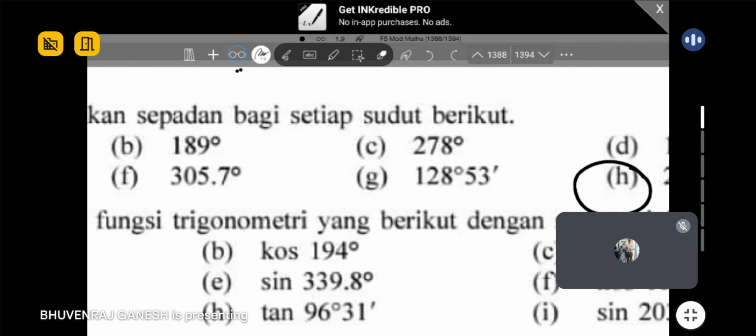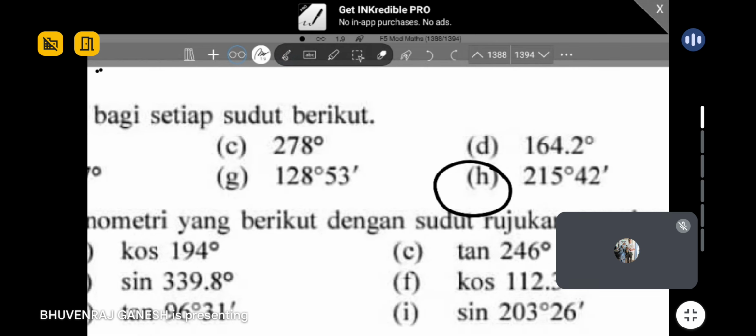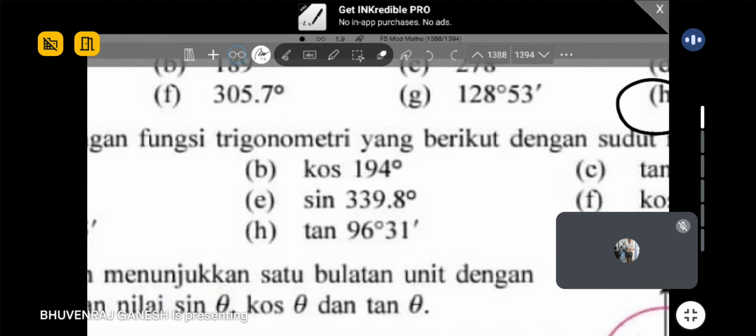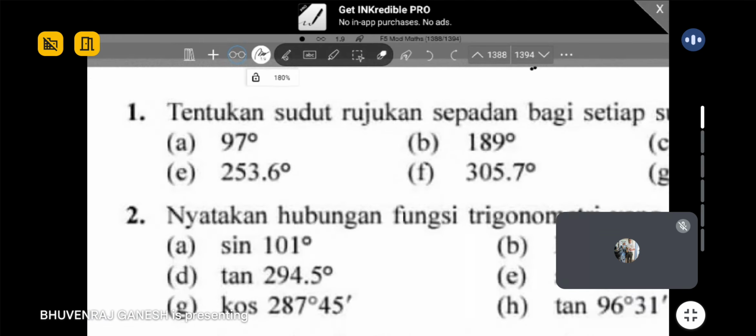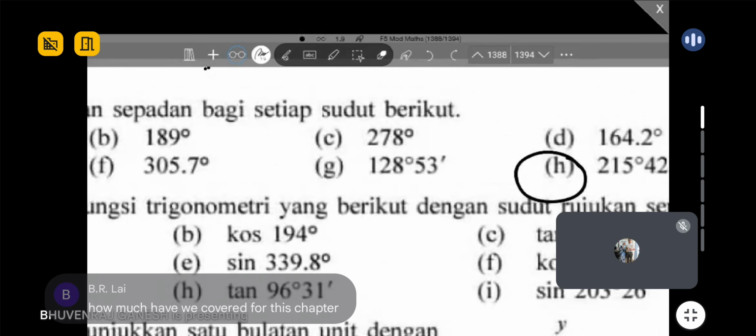Question 3, 35.7. Okay, let me check and see. Okay, 42. So the rest you all try and see also. Apa sudut rujukan kamu dapat untuk H? Okay, very good. Correct. The answer should be 35.7 degree, quadrant 3. Okay guys, boleh dapat? So these are the answers for question 1. The rest are very easy. You all can try and see. Not complicated at all.